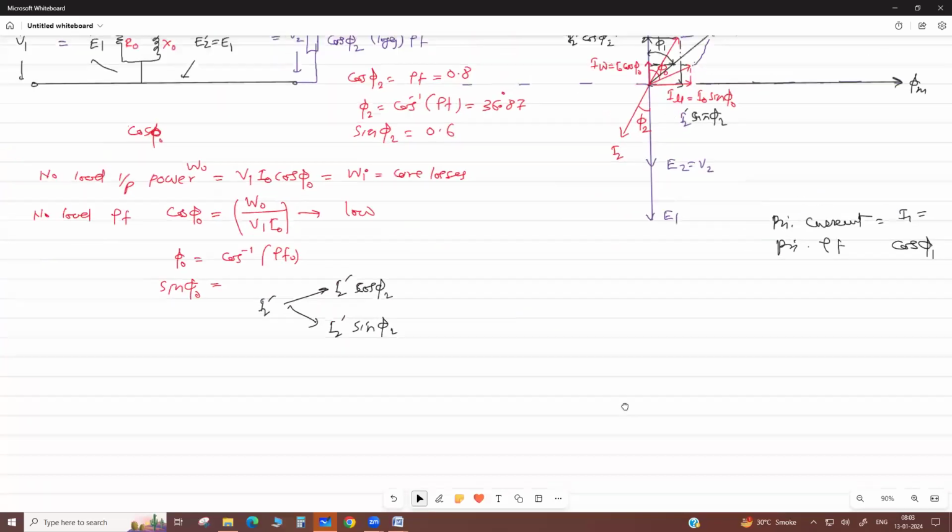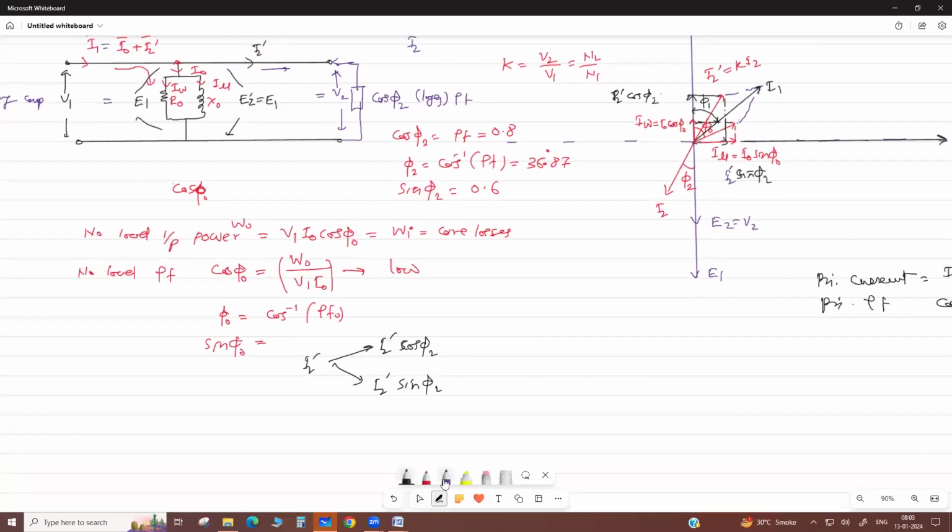Now my dear, I naught also has two components: I naught cos phi naught and I naught sin phi naught. Now see, the cos terms are in the same phase and the sin terms are in the same phase. So we calculate the total vertical, meaning the component along the y axis, and this will give the total horizontal component. Okay.